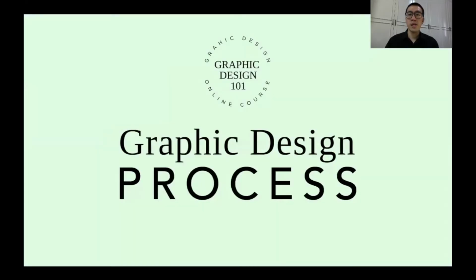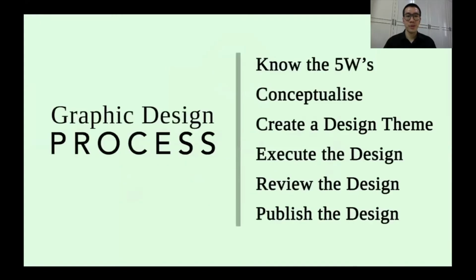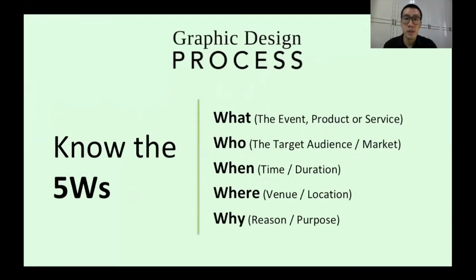Now, what is my design process? So here you go. I have here 6 steps. First is to know the 5 W's. Then conceptualize, creating a design theme, execute the design, review the design, and then lastly, publish the design. So what are the 5 W's? It's the what, who, when, where, and why.